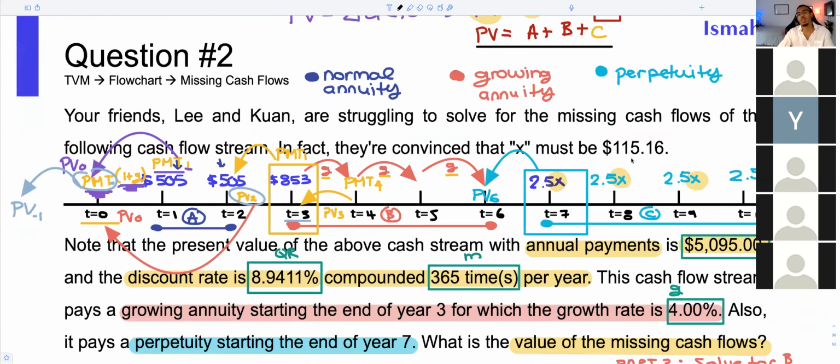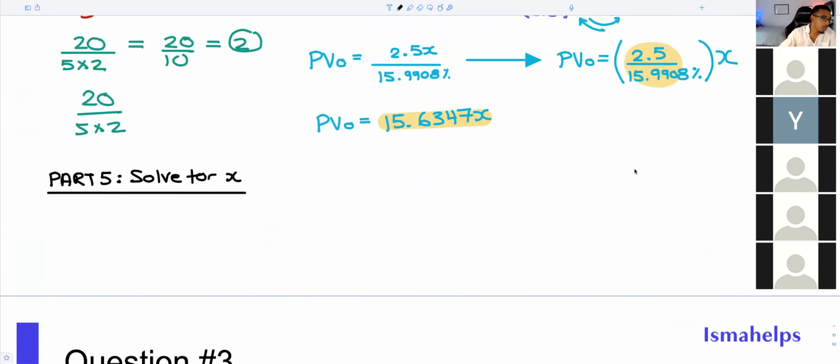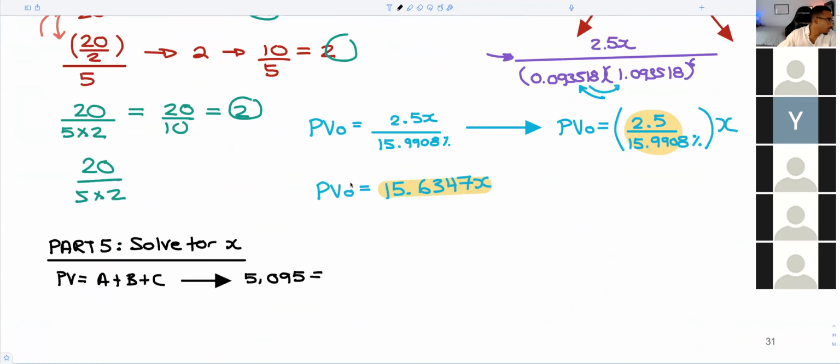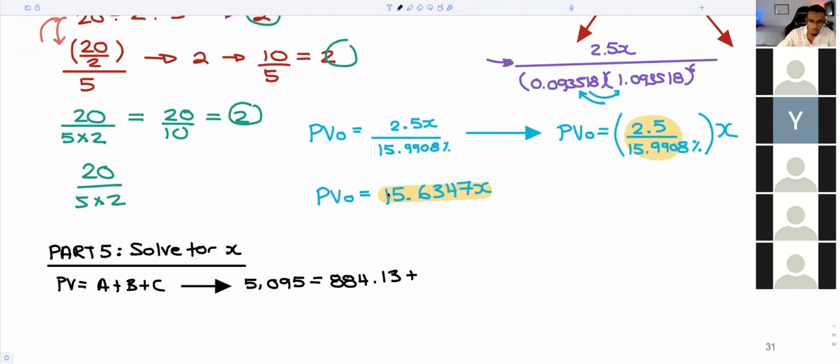We know that the present value is equal to a plus b plus c. So in this case, we know that the present value that we had, and I'll write this here, a plus b plus c, such that we know that 5,000 is equal to 884.13 plus our other present value, 2423.96, plus 15.6347x. Okay, we know that this is true.